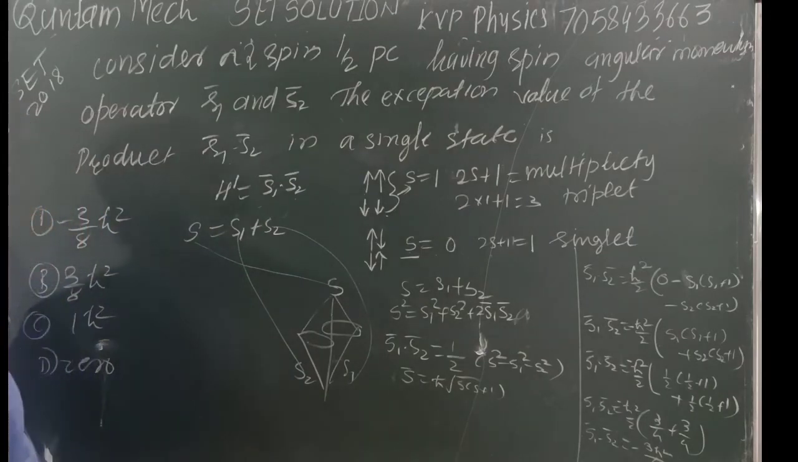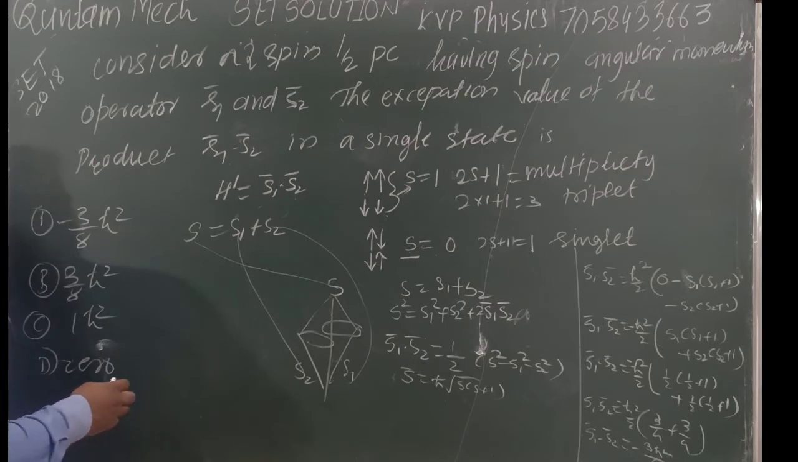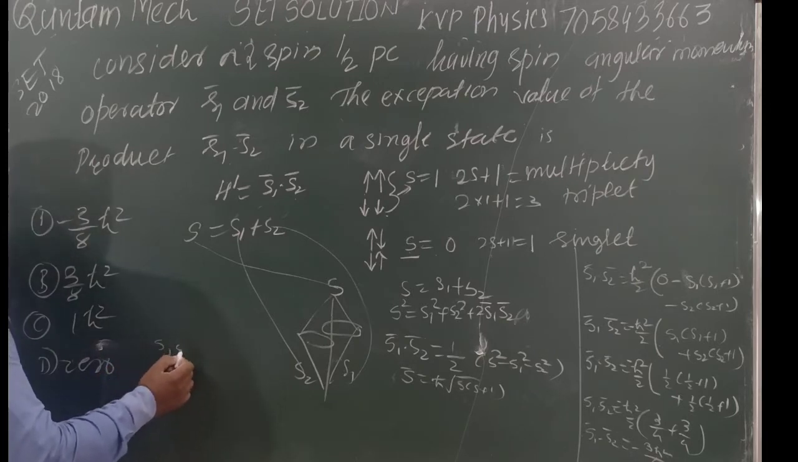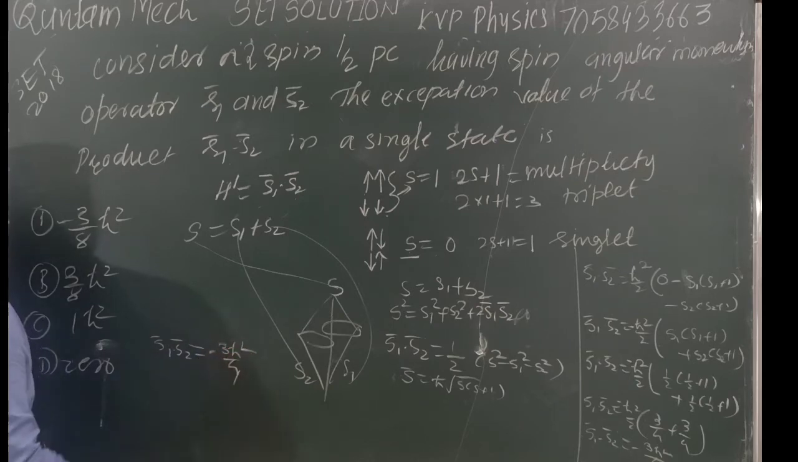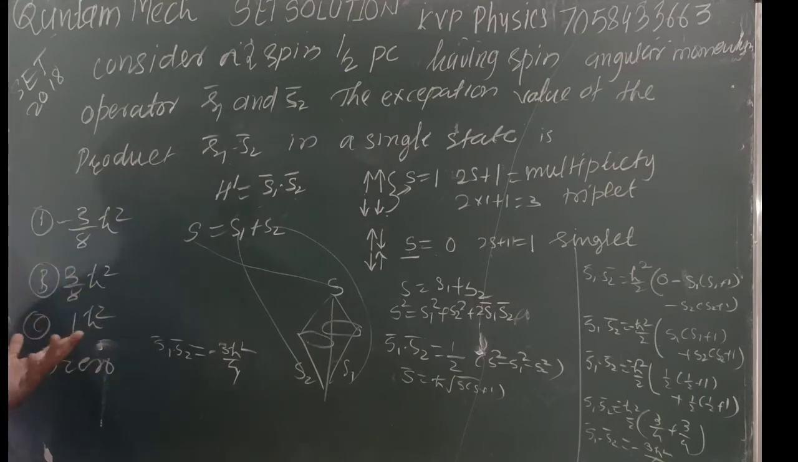Which of the following options is correct? H cross is common for all cases except D. Except D. Okay, means we can check 1, 2, 3. What is the answer? Our answer S1 bar dot S2 bar is equal to minus 3 H cross square upon 4. Which of the following options is correct? None of these. Yes or no? But here they have given 0. Not none of these. Got it?